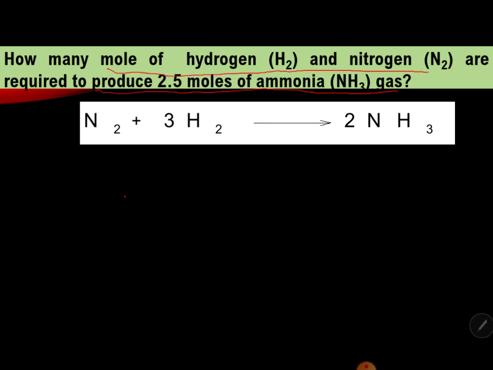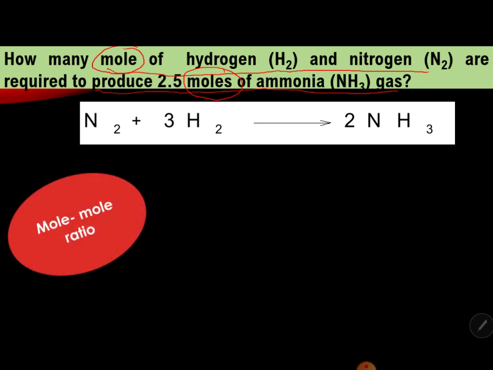In the question, you can notice that the given quantity is in terms of mole, and the quantity that you are going to calculate is also in terms of mole. For such type of question, always use the mole-mole ratio method. First, we will calculate the moles of hydrogen that are required to produce 2.5 mole of ammonia gas. So, we will prepare data for hydrogen.